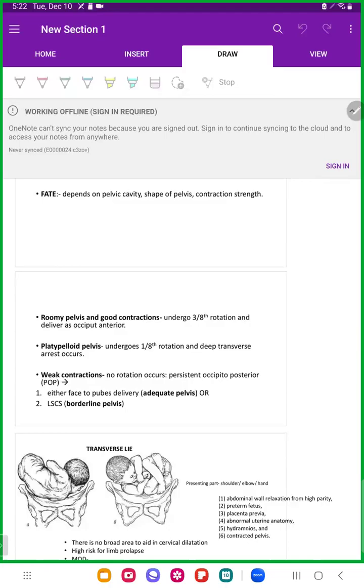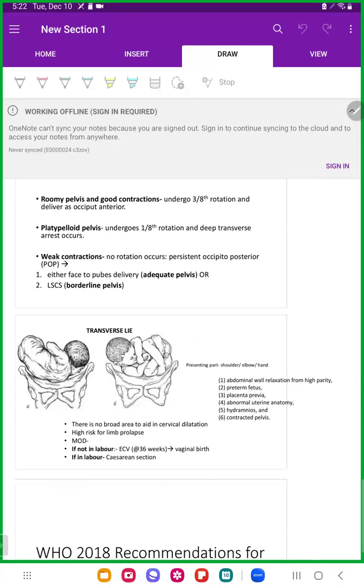In case the pelvis shape is platypelloid, then the head is able to rotate by only 1/8 of the circle and it undergoes deep transverse arrest. Next, if the contractions are weak and so the rotation will not occur, the head will stay in persistent occipito-posterior position, which is also called DOP, which is direct occipito-posterior position. So either the face will deliver by face to pubes delivery if the pelvis is adequate, or if the pelvis is borderline, then we have to take the patient for cesarean section, right? So we have covered our malpositions.